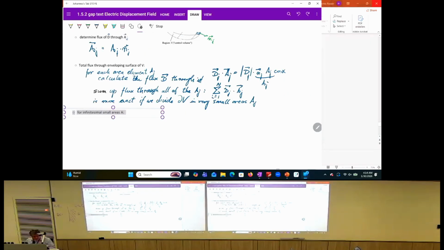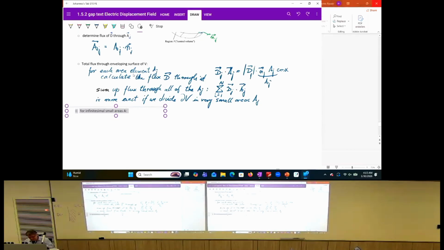Okay, it becomes more exact as we reduce the surface, and if we really make it very small, infinitesimally small areas, then we enter into the integration, and then it becomes even more accurate. Ideally perfectly accurate. That means our surface element A sub j becomes a differential surface element, and it becomes a differential vectorial surface element.